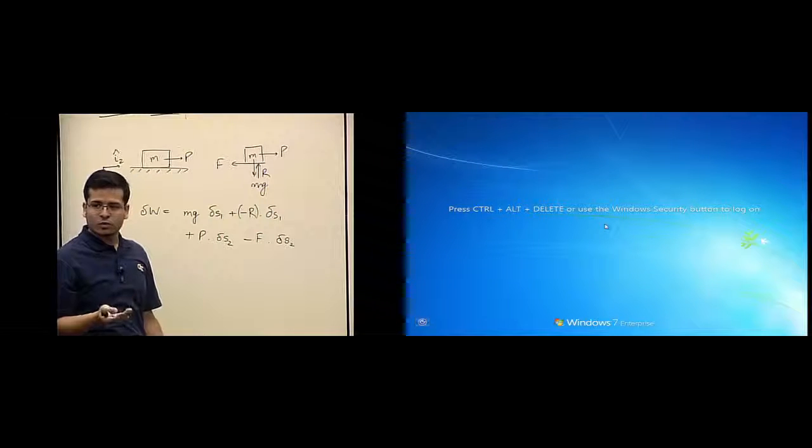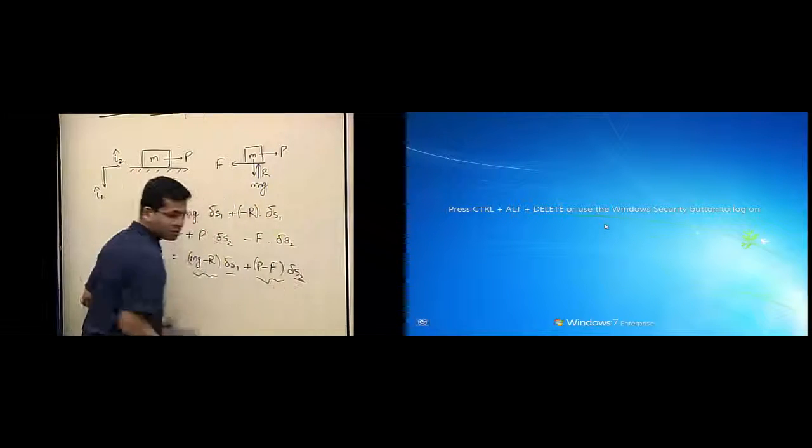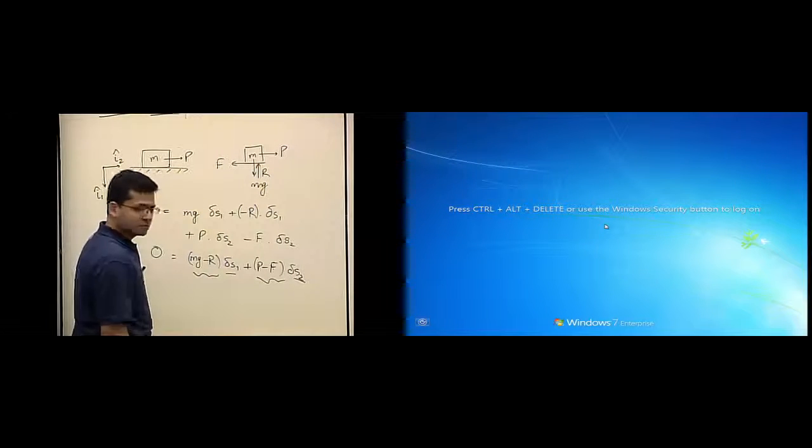Why did I consider forces in different directions? Because when you calculate work, it's a scalar quantity. It is no longer a vector quantity, so you can add the work done by all the forces within one expression, right? Now I'll club the terms. I have (mg minus r) delta S1 plus (P minus F) delta S2. By definition, virtual work is 0, so this expression should go to 0, right? We also discussed that delta S1 and delta S2 are small virtual quantities, so they can be arbitrary. So if this expression has to go to 0, each of these two expressions has to go to 0, right? Make sense? Okay. Now, this is my equilibrium equation, and this is my constraint equation.